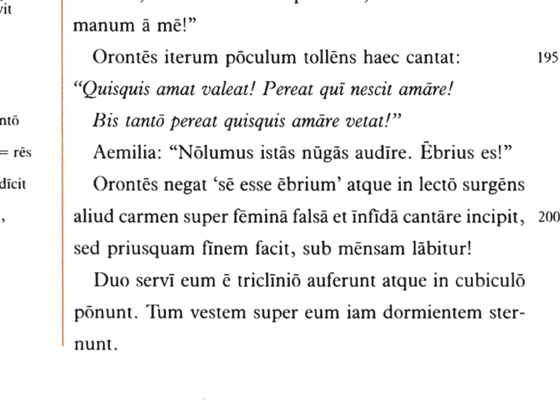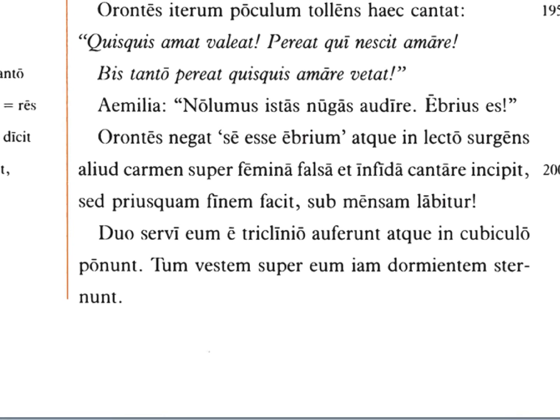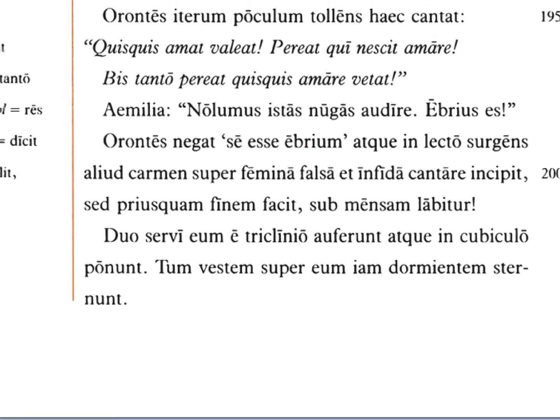Atque in lecto surgens, and rising up on the couch, aliud carmen super femina falsa et infida cantare incipit. He begins to sing another poem about a false and unfaithful woman. Sed priusquam finem facit, but before he makes an end of it, sub mensam labitur, he slips right under the table. So that is to say, he falls off of the couch, he's so drunk, and underneath the table, which is in the middle of the couches. Duo servi, two slaves, eum e triclinio auferunt, carry him out of the dining room, atque in cubiculo ponunt, and they place him in a bedroom. Tum vestem super eum iam dormientem sternunt. Then they lay a cloth over him as he's now sleeping.